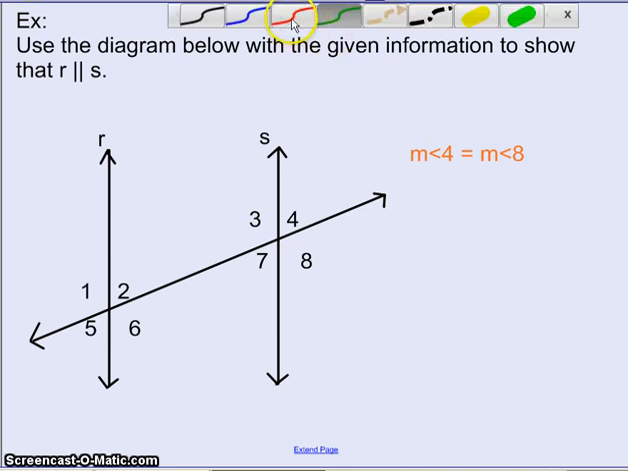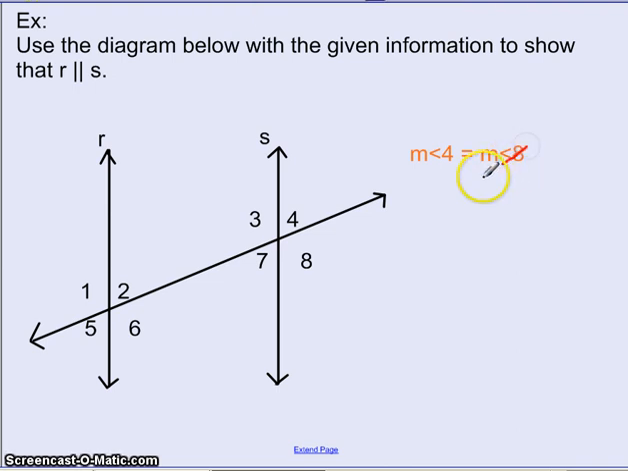Alright, let's move on here. To use this information, we're going to use the diagram below with the given information to show that R and S are parallel. On this, I think I've messed up a little bit. I think this is supposed to be the measure of angle 5 on this page here. So I'm going to have the measure of angle 4 equals the measure of angle 5.